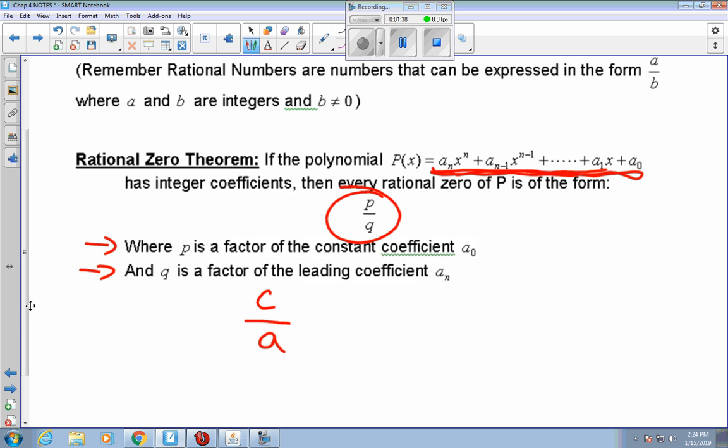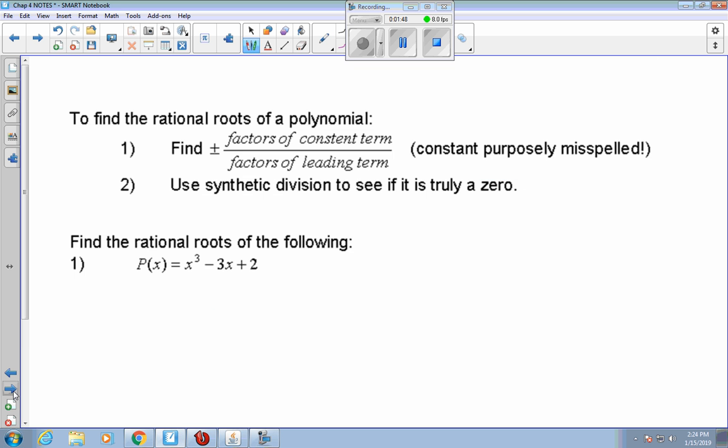So I like to have it c over a, and it'll be plus or minus c over a, all the possible roots. Roots, zeros, same thing. So to find the rational roots of your polynomial, number one, there's your plus or minus, factors of the constant term over factors of the leading term. So this is your C and this is your A. And then the second thing you do is use synthetic division to see if it is truly a zero.